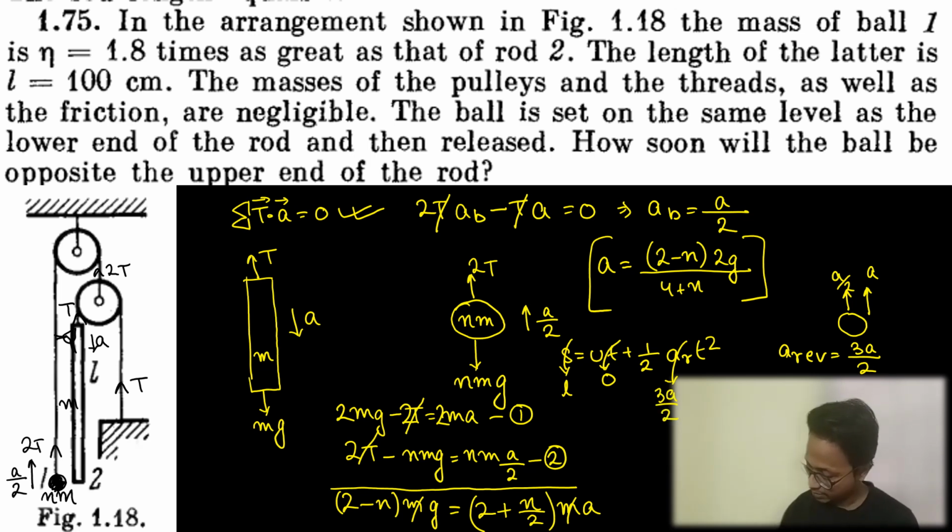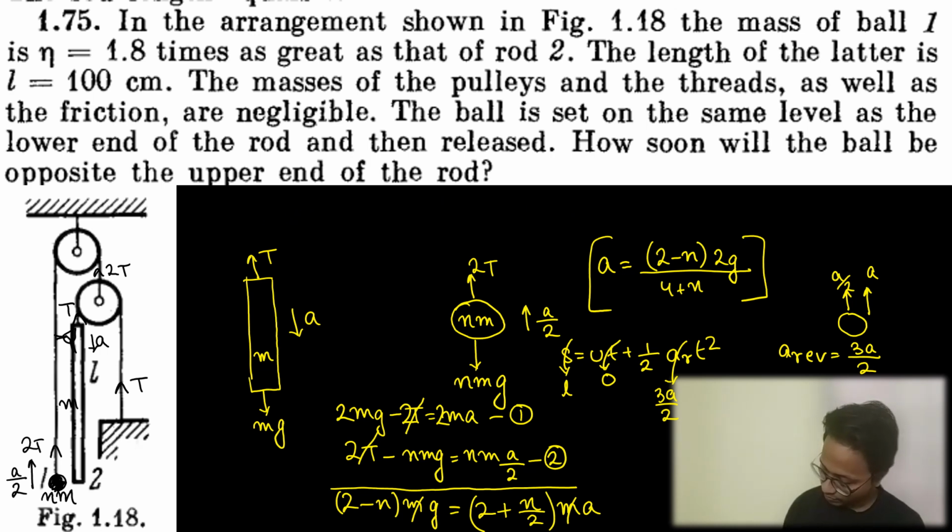So out here, I'm solving the question. If I write this equation, L is equals to half into 3A by 2 into t square, or t square is equals to 4L by 3A. And what is the value of A? The value of A is nothing but this value. So substitute the value of A out here.